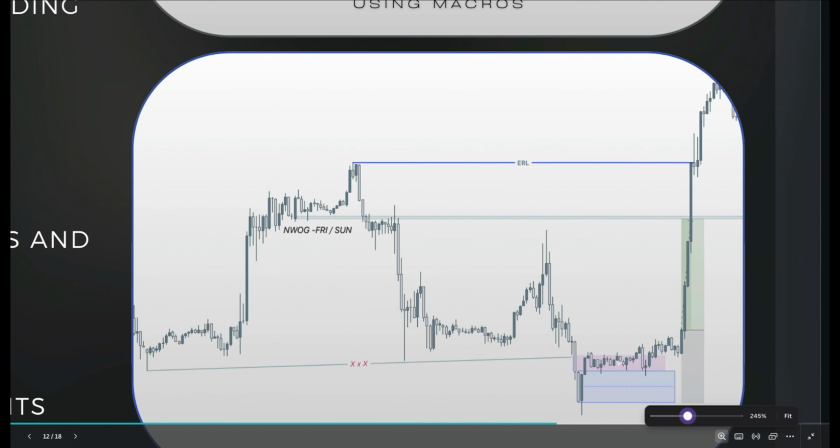Why? Because these types of gaps, as ICT says, act as magnets for price. All right, so that is one way that you guys can trade with these types of gaps.